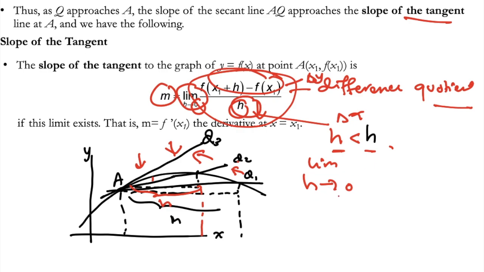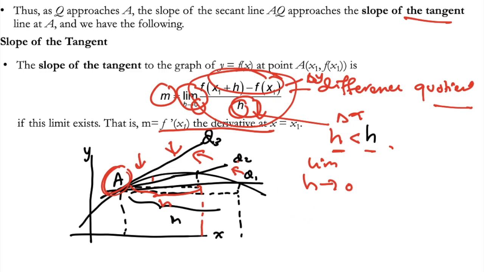If h doesn't approach 0, let's say h approaches 1, then we are not talking about the limit of the difference quotient equivalent to the slope of the tangent line. We are talking about a different thing. You get what I mean here? So again, the limit of the difference quotient as h approaches 0 is actually the slope of the tangent line at point A, and that is also known as the derivative at point x.